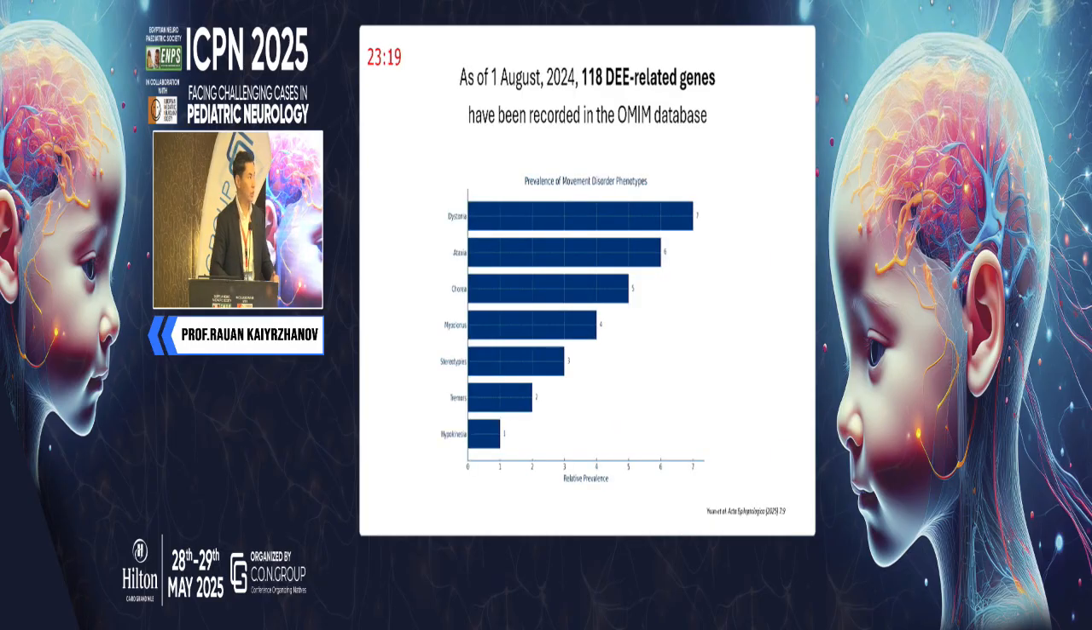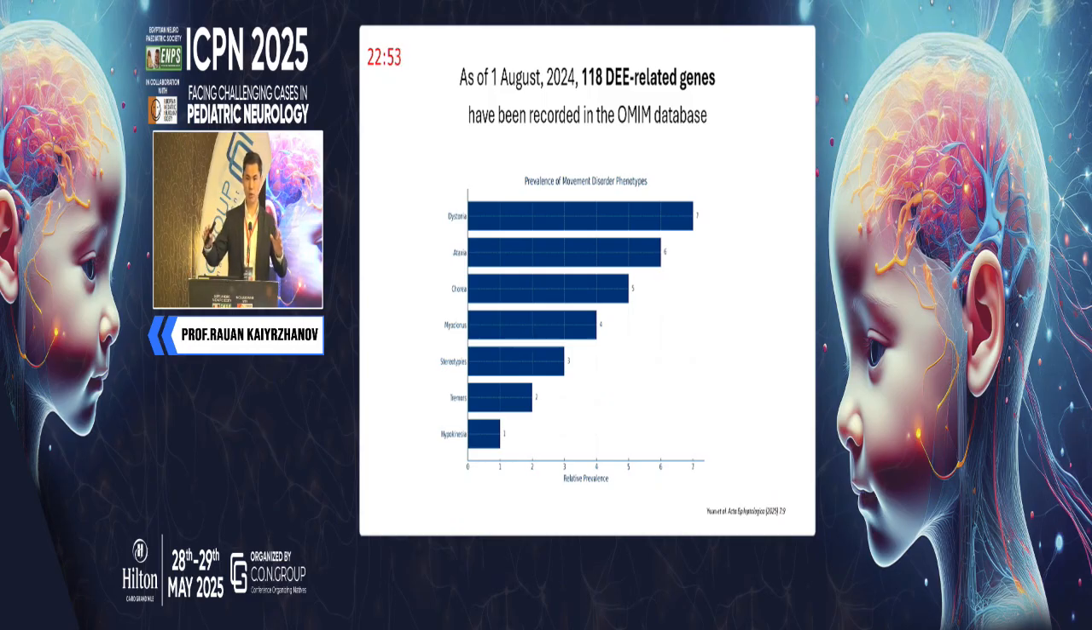As of August 2024, there are 119 DEE-related genes that have been reported in the OMIM database. Among various movement disorders, one of the commonest in DEEs was dystonia, followed by ataxia, chorea, myoclonus, stereotypies, and to a lesser degree, tremor and hyperkinesia. And what are these movement disorders?